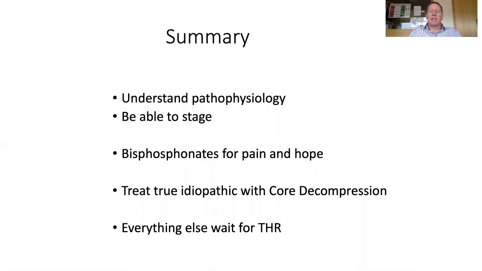So, in summary, we need to understand the pathophysiology. Remember FECAT and Arlett's bone forage experiments. We need to be able to stage the patient when he or she presents with avascular necrosis, and we'll do that always with the FECAT and Arlett staging, and then try and add to that some idea of the amount of femoral head and the location of the necrotic segment.